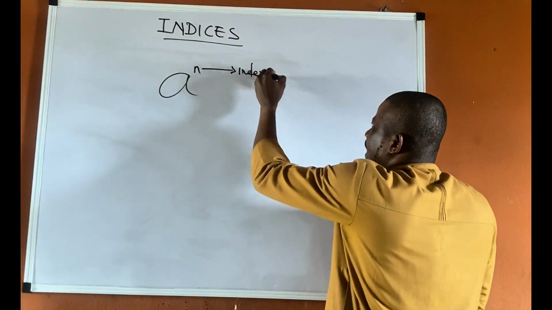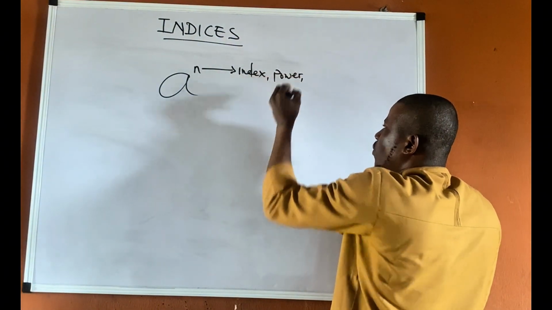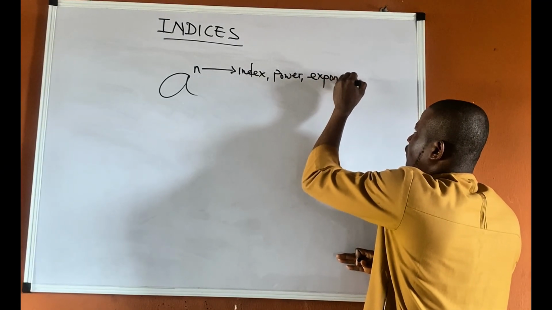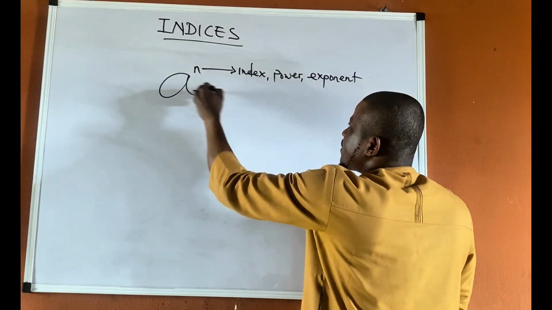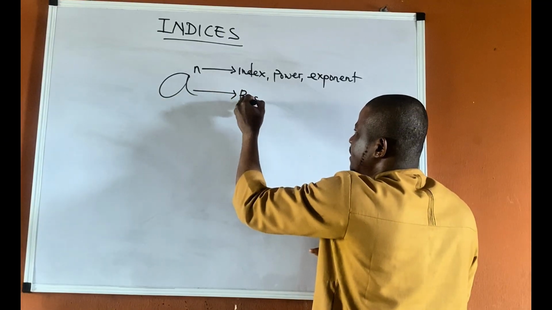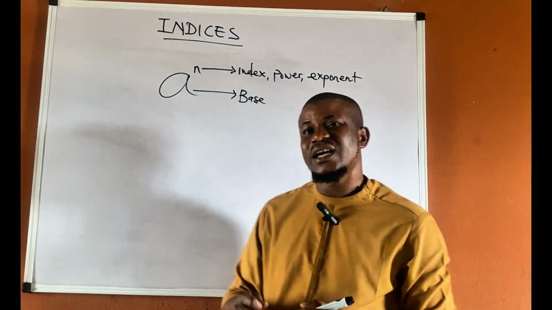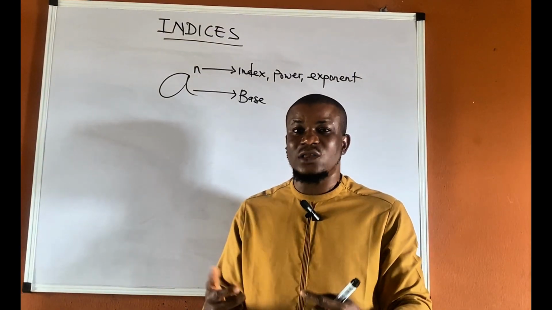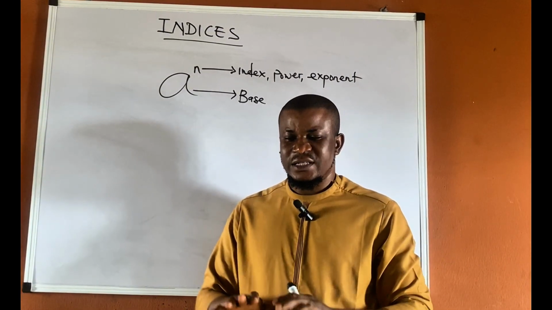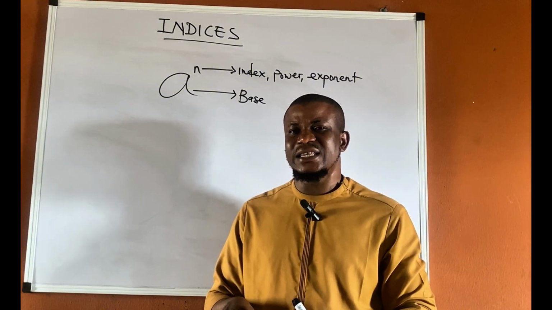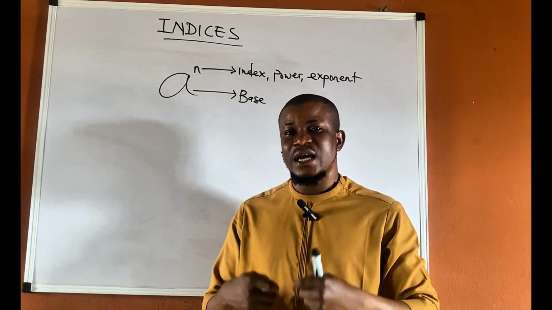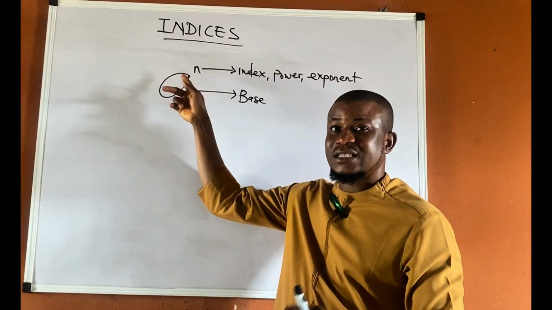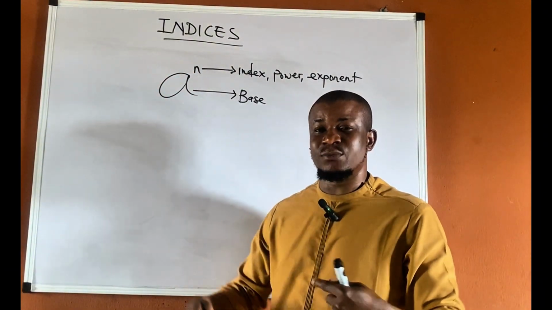We can also call it the power. We can also call it the exponent. While the a is called the base number, or simply the base. So the word index is simply the power to which a number is raised. Simply put, we can say the index is the number of times a number multiplies itself. So this expression a to the power of n simply tells you that a multiplies itself n number of times.